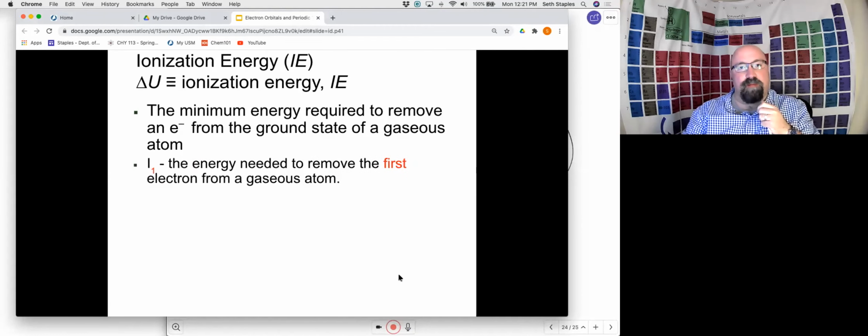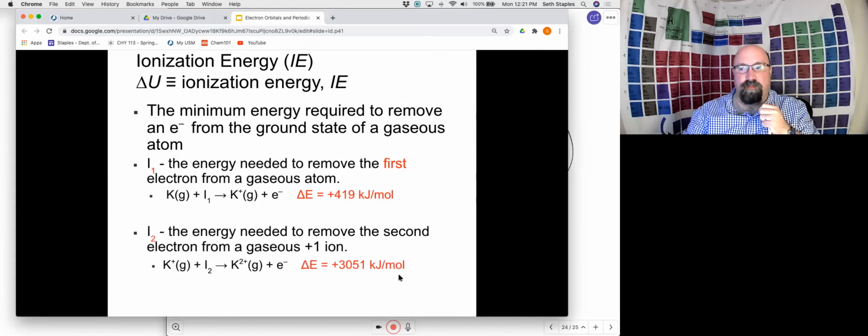The next trend to talk about is what we call ionization energy. Ionization energy is the amount of energy required to remove an electron from the ground state of an atom. We talk about ionization energy in terms also of it happening more than once. And so for instance, ionization energy 1, the energy needed to remove the first electron. So if we have potassium, we're going to go ahead and remove 1 electron from potassium to make it K+. That's going to require a certain amount of energy.